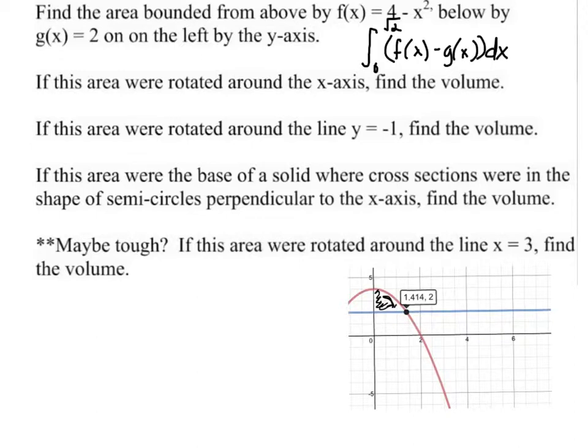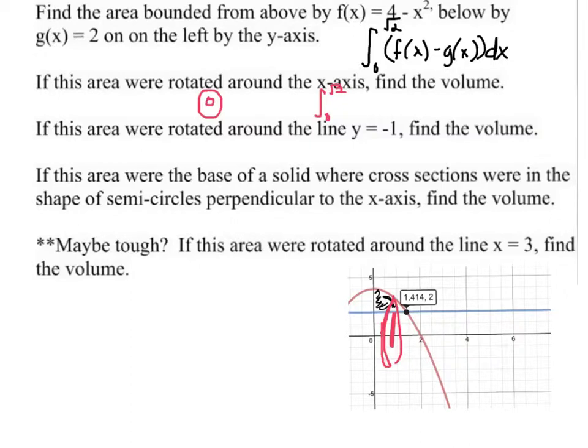Now, if it were rotated around the axis, it would, of course, look something like this. Okay, it would have a cylinder, hollowed out center. We'd still go from 0 to the square root of 2. But now we've got cross sections that are circles. And please remember, when we look at this, we've got a big circle and a little circle.